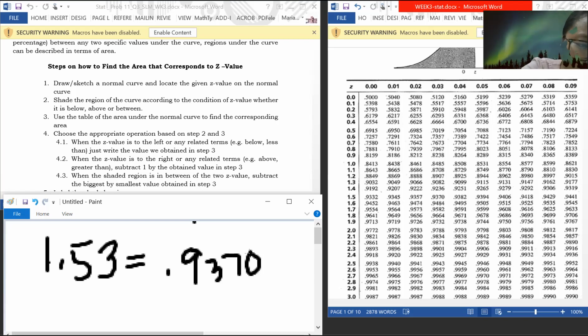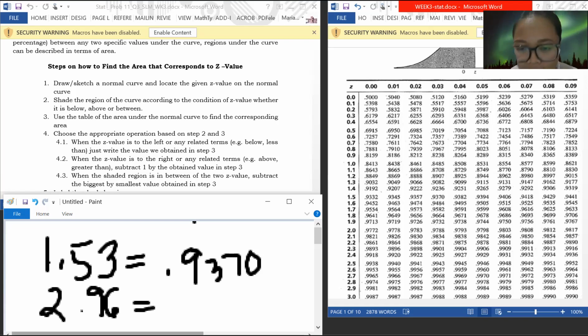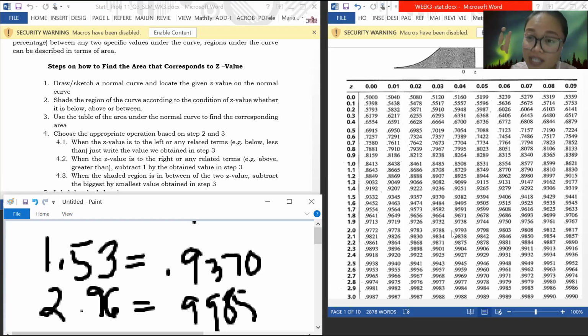Next, for example, 2.96. So we go to 2.9, then look for the 6. 2.90, 2.91, 92, 93, 94, 95, 96. Okay. So the equivalent area is 0.9985. That is how the table is used. This is for positive values. For negative values, there is a separate table. If the z value is positive, use one table; if negative, use the other table.